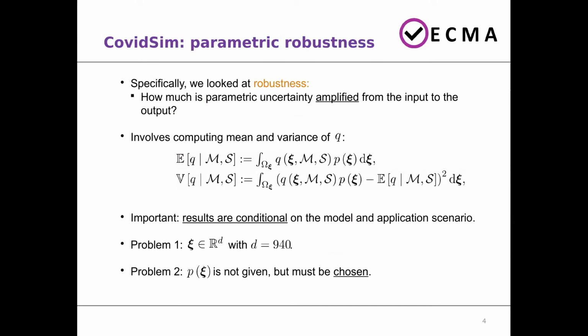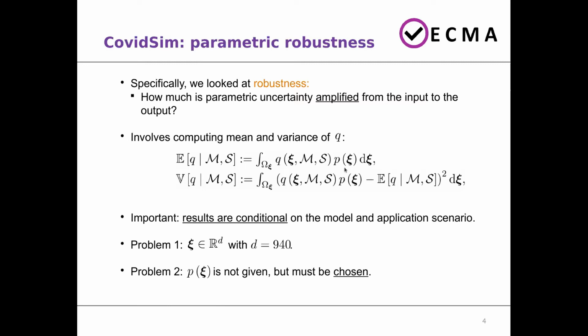To be a bit more specific, we looked at the robustness under input uncertainty. Robustness is a bit of an ill-defined term. It can mean different things to different people. Here we define it as how much the parametric uncertainty is amplified from the input to the output. So if you change your inputs a little bit and the variability changes a lot at the output, then your code is not robust. This involves computing the mean and the variance over the inputs. It's important to see that our results are still conditional on M, which is CovidSim, which we're not going to change, and also conditional on S.